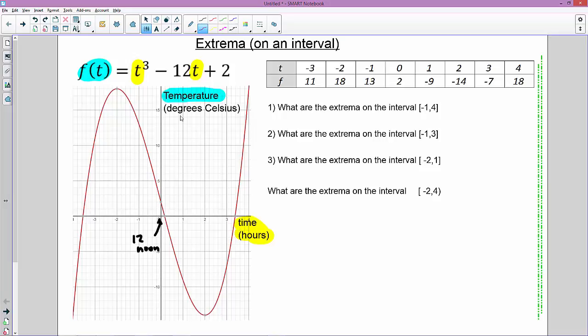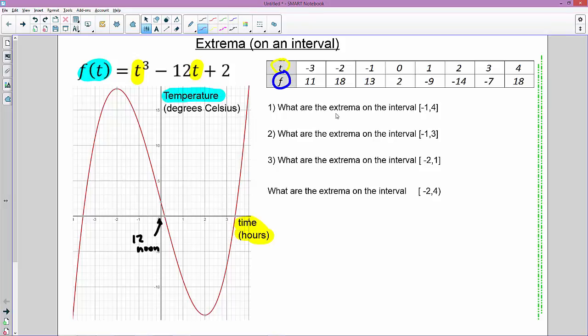All right, so this is pretty easy. I made a table of values over here. Here are my t values, here are my f values. So you don't need calculus to solve this problem at all. Let's take a look at each one.